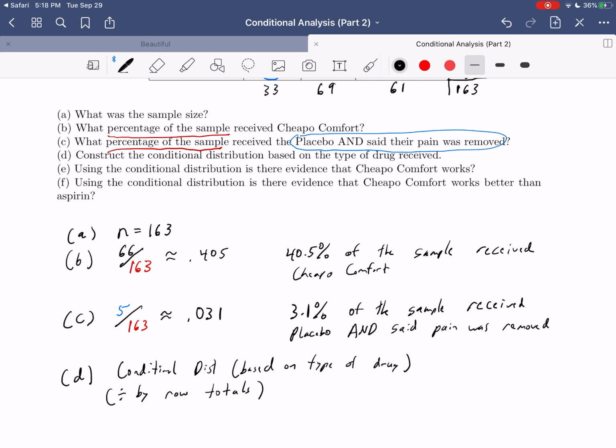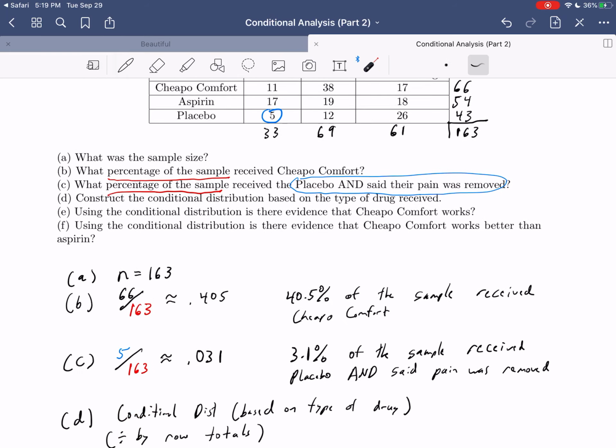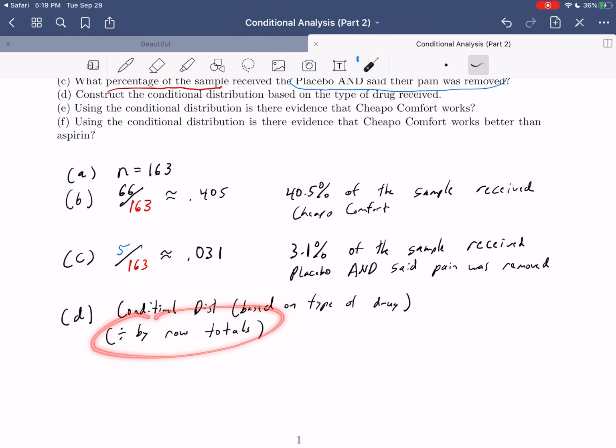In this problem, what would cause us to divide by the column totals? Well, if it said construct the conditional distribution based on the effect, whether or not it was removed, reduced, or did not change, then we'd go column by column and use the column totals. Of course, that wouldn't make a lot of sense because it doesn't make sense to use the effect as the explanatory. The treatment should be the explanatory here. So we're going to divide by the row totals.